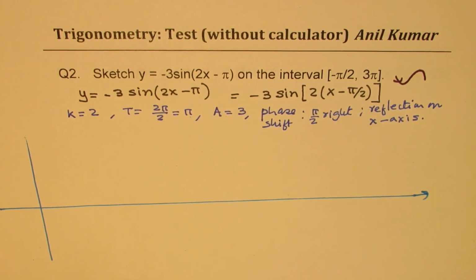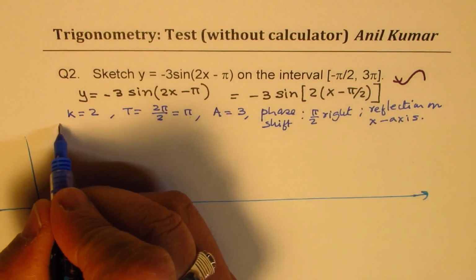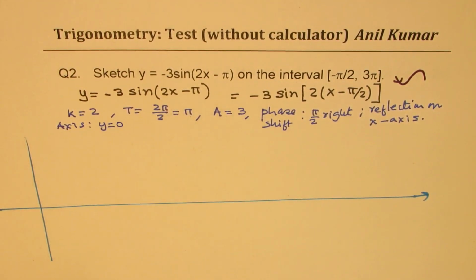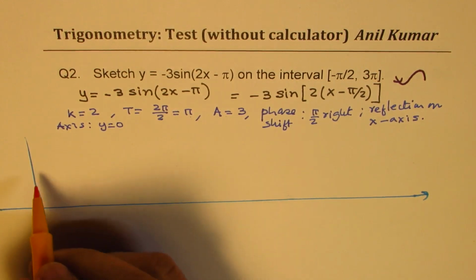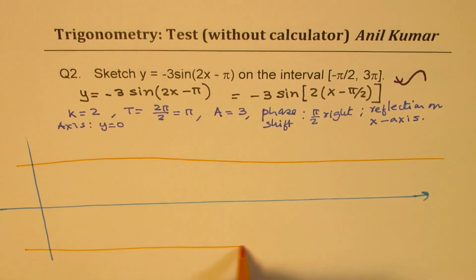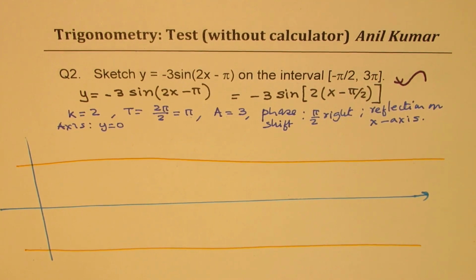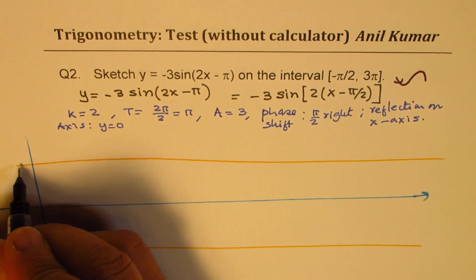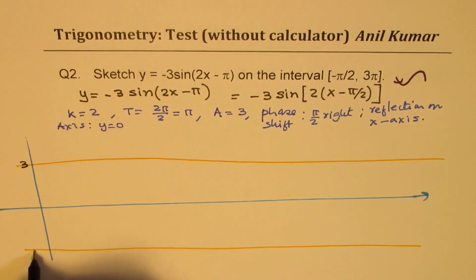Now, since the axis is along the x-axis, the axis is y equals 0, okay? So that's the axis. We have a maximum value, let's say, which is 3, and minus 3 is our minimum value. I'm writing this. This is just a rough sketch since I don't have graph paper here. This is minus 3, that is 0.